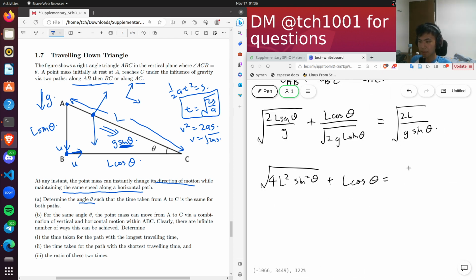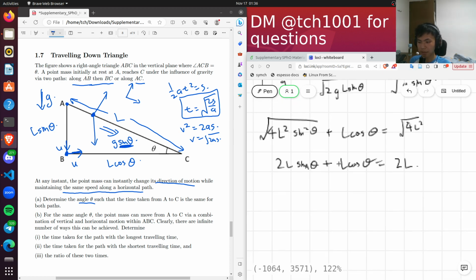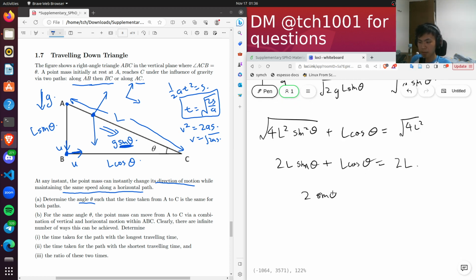We're going to get square root of 4L squared, and the g sine theta cancel. Okay, so simplifying this down, we get 2L sine theta plus L cosine theta equals to 2L. Okay, so once again, if we cancel out all the factors of L, then we get 2 sine theta plus cosine theta equals to 2.